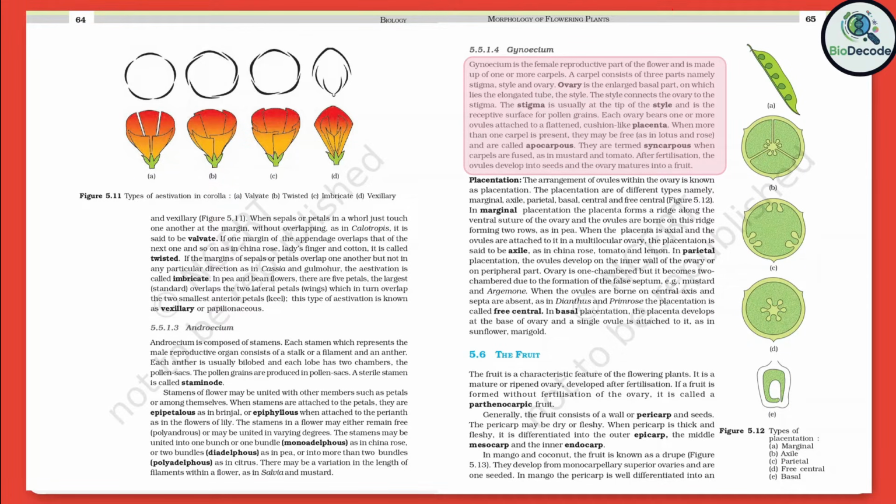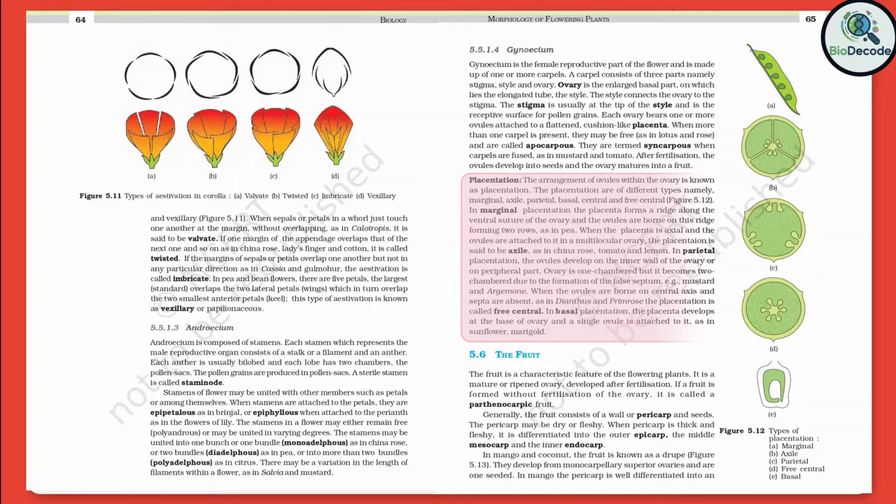When more than 1 carpel is present, they may be free, as in lotus and rose, and are called apocarpous. They are termed syncarpous when carpels are fused, as in mustard and tomato. After fertilization, the ovules develop into seeds, and the ovary matures into a fruit. Placentation. The arrangement of ovules within the ovary is known as placentation. Placentation is of different types, namely marginal, axile, parietal, free central, and basal.